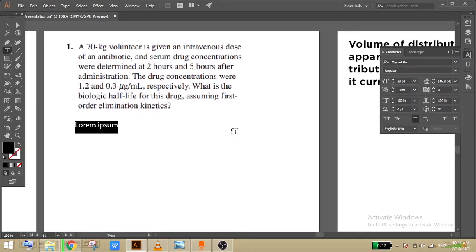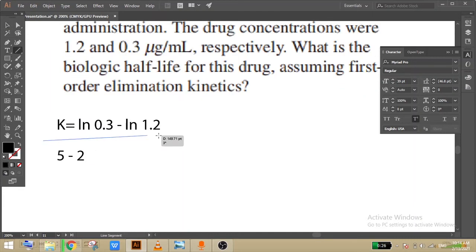So what we are going to do is, k is equal to ln C2, which is 0.3, minus ln C1, which is 1.2, and then we will divide it by the time frame, which is 5 minus 2, T2 minus T1. Basically, I'm not able to draw that line.